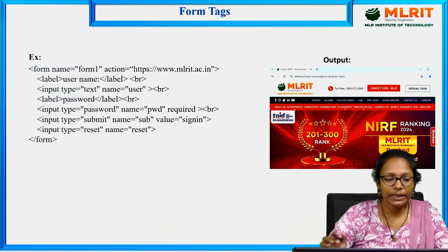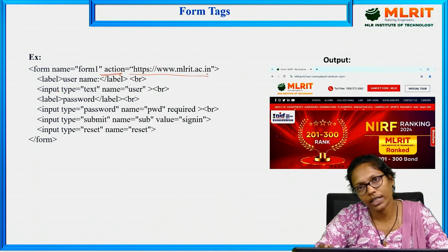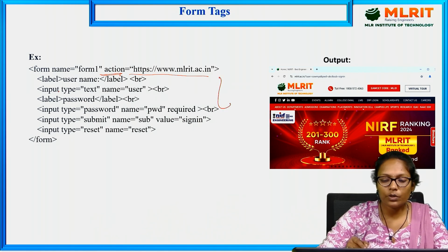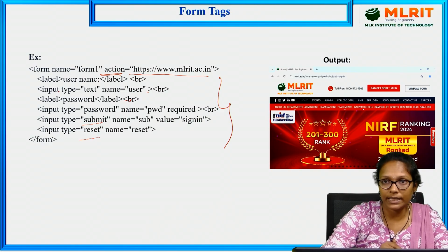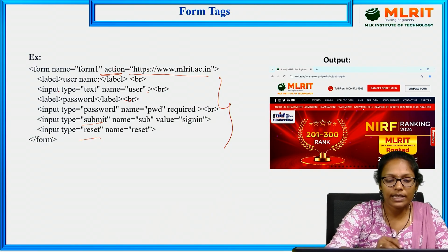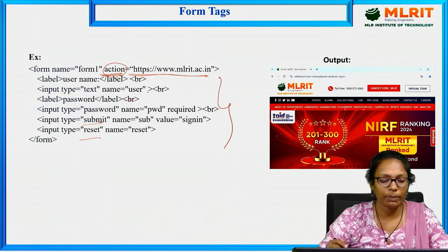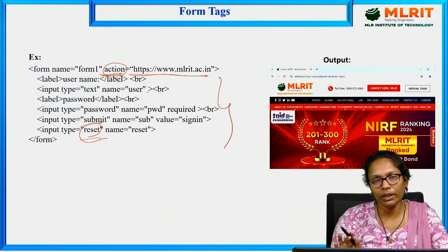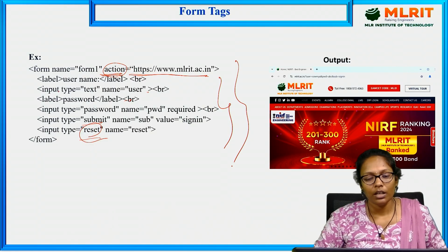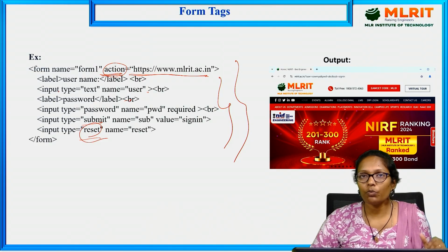So this is an example here. Form name is equal to the name of the form, you're giving form 1. Action is equal to some website address, mlrit.ac.in. You're creating a form here which reads the username followed by password followed by submit and reset buttons. If you click on submit, where will this page be redirected? The page will be redirected to your MLRIT page. And if you click on the reset button, all the details will be reset. I'll show you the execution of this program. So the action attribute gives the URL or path where your form data should be sent.